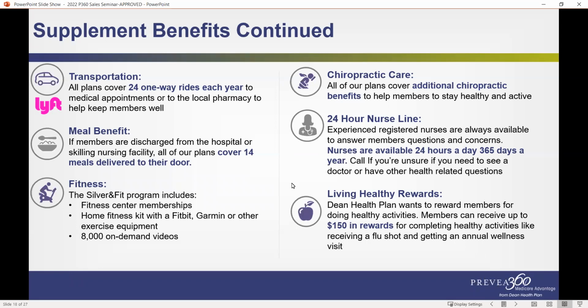And then Living Healthy Rewards. We offer rewards for doing healthy activities. You can earn up to $150 in rewards for completing healthy activities like receiving a flu shot or getting an annual wellness exam. You track these on the website, and the payout is in gift cards because we're not allowed to give cash per Medicare. So there's about 400 different merchants, big box stores, restaurants, Amazon, but you can earn up to $150 in rewards each year.